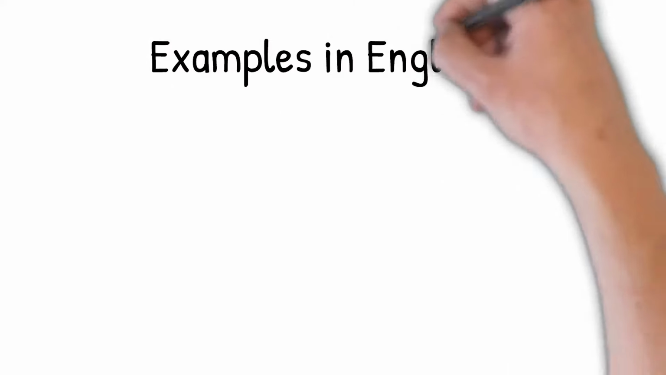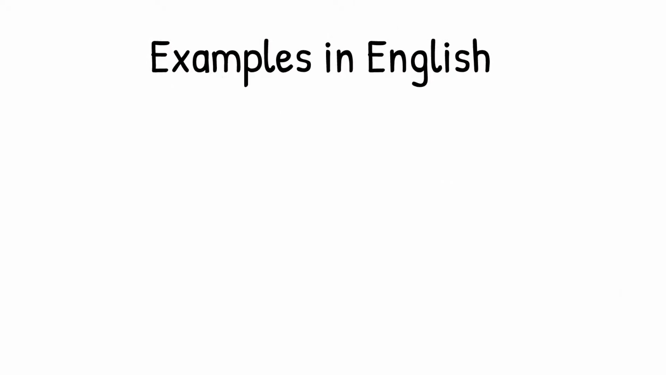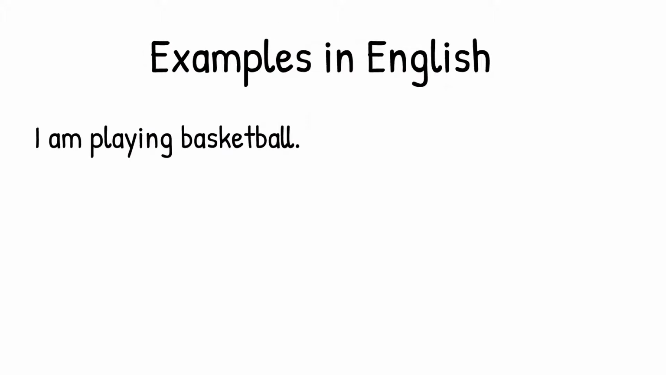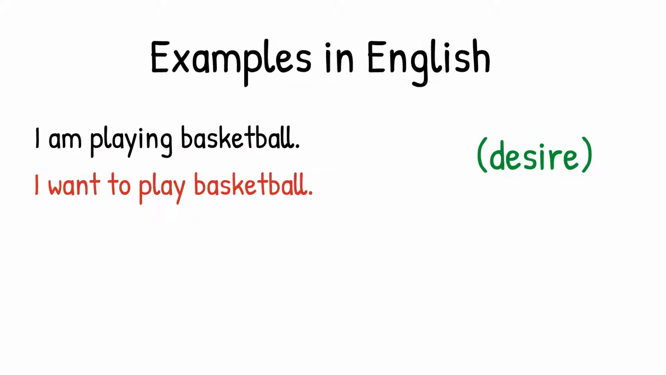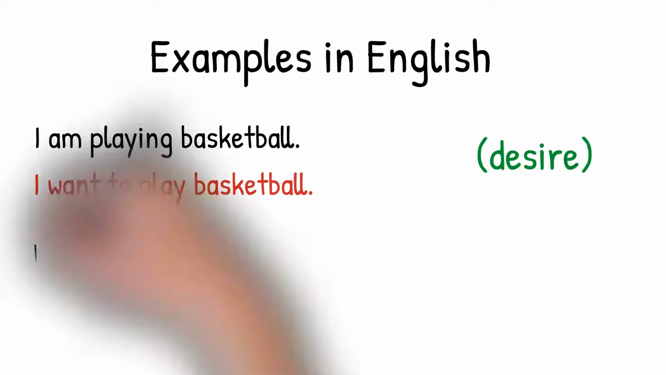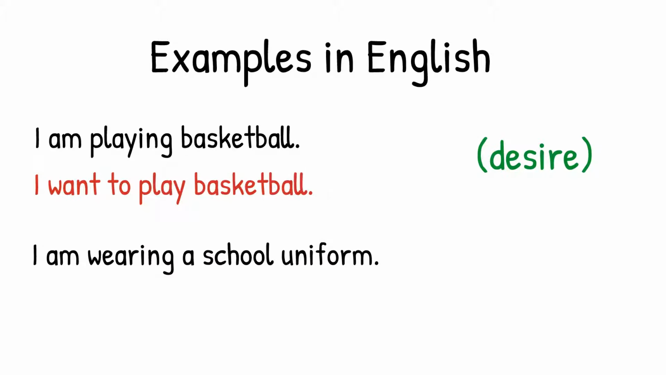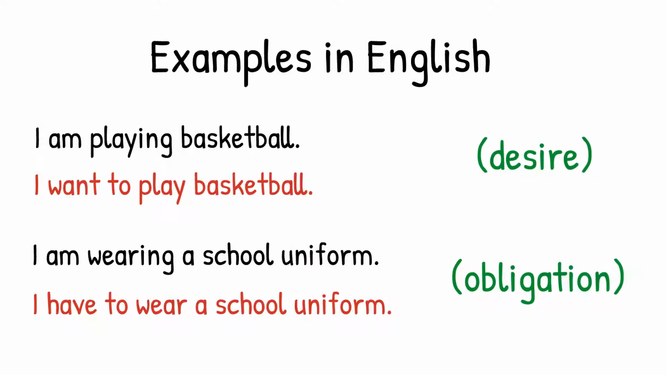Here are two examples in English. Firstly, the sentence, I am playing basketball. That contains a simple action, but if we want to express a desire about that action, we add in the verb want. I want to play basketball. Similarly, in our second sentence, I am wearing a school uniform. If we want to add another flavour, another sense to that first verb, in this case, obligation, we say, I have to wear a school uniform. Notice in both of these sentences, we've added a second verb.